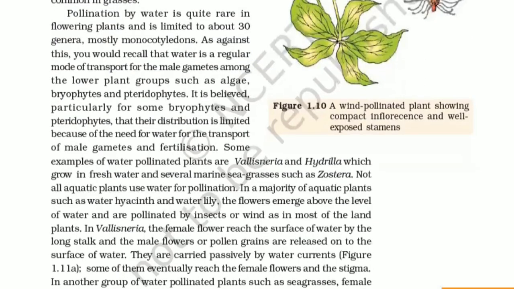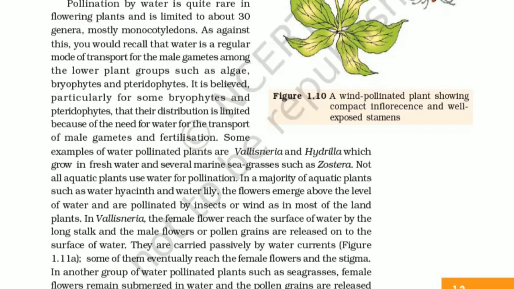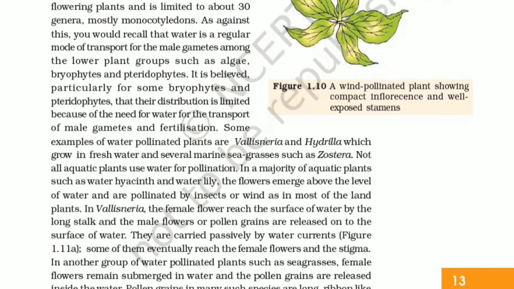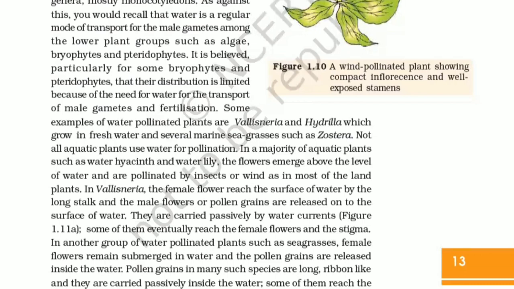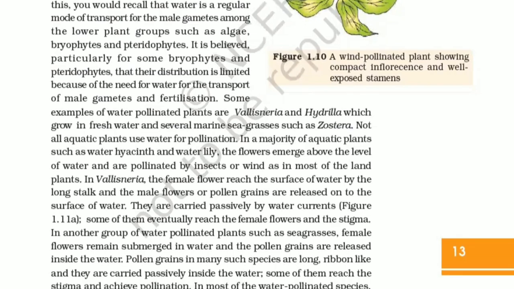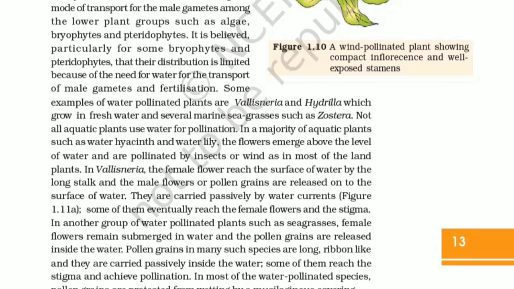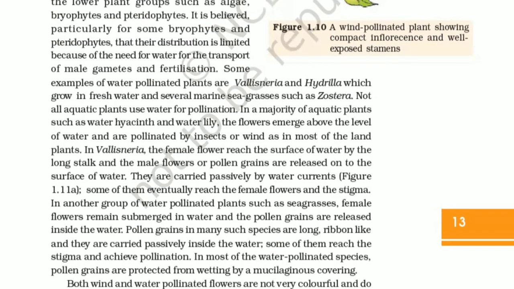Pollination by water is quite rare in flowering plants and is limited to about 30 genera, mostly monocotyledons. As against this, you would recall that water is a regular mode of transport for male gametes among the lower plant groups such as algae, bryophytes, and pteridophytes. It is believed, particularly for some bryophytes and pteridophytes, that their distribution is limited because of the need for water for the transport of male gametes and fertilization.